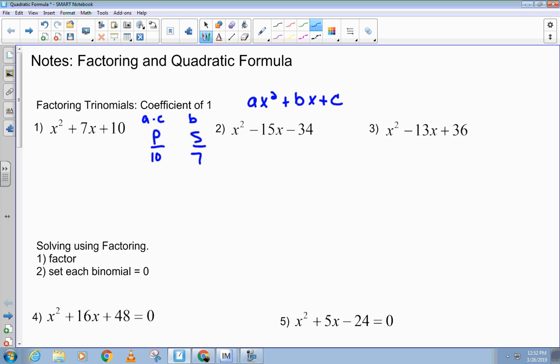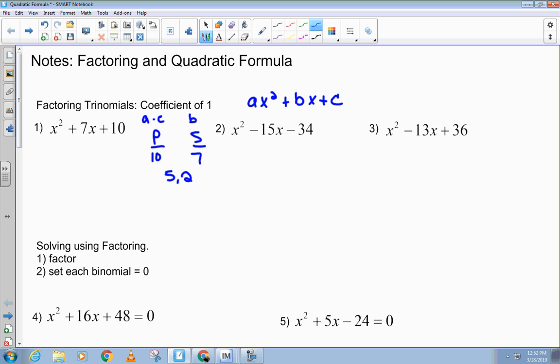Okay? And I call it product and sum because now I want to find two numbers that multiply together to give me 10 and add together to give me 7. The product and sum, right? Multiply and add. Multiply together to give me 10, add together to give me 7. What would that be? 5 and 2.